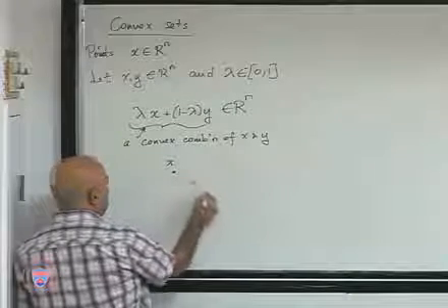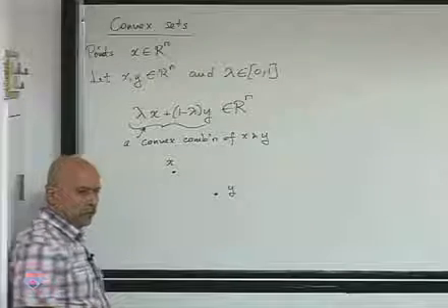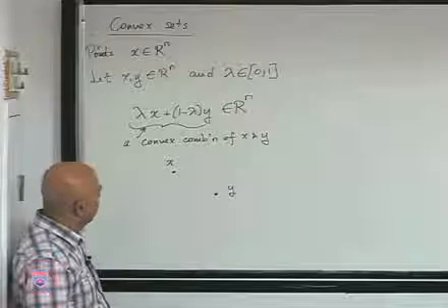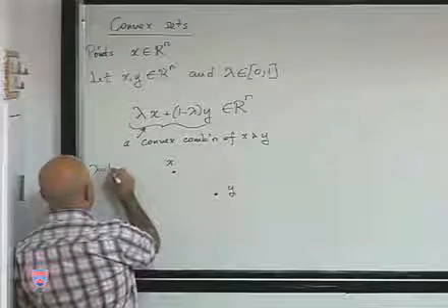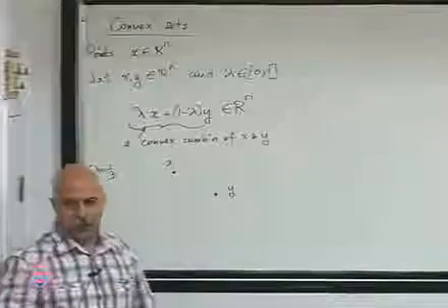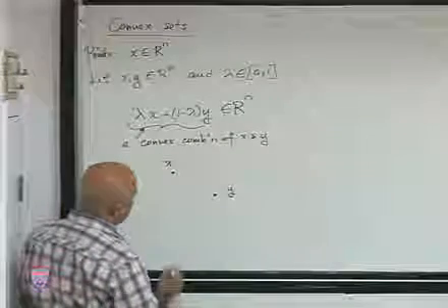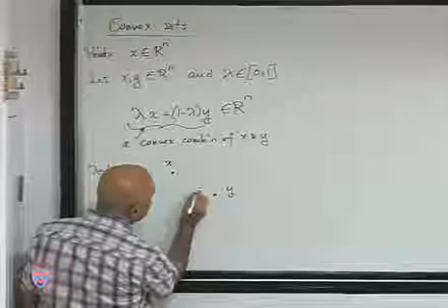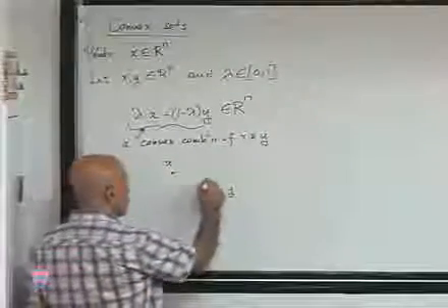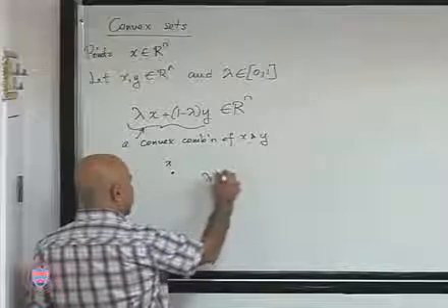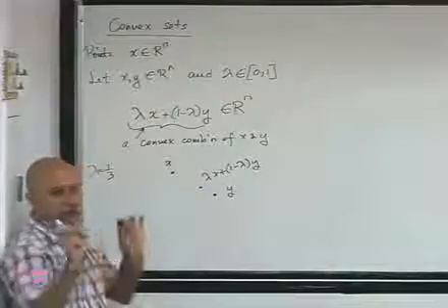If x is here, y is here, say, in 2 dimensions. Origin is somewhere here. If lambda equals, for example, 1/3, it's a number between 0 and 1, then you get a point somewhere here in the middle. This is the point lambda x plus 1 minus lambda y, corresponding to lambda equals 1/3.